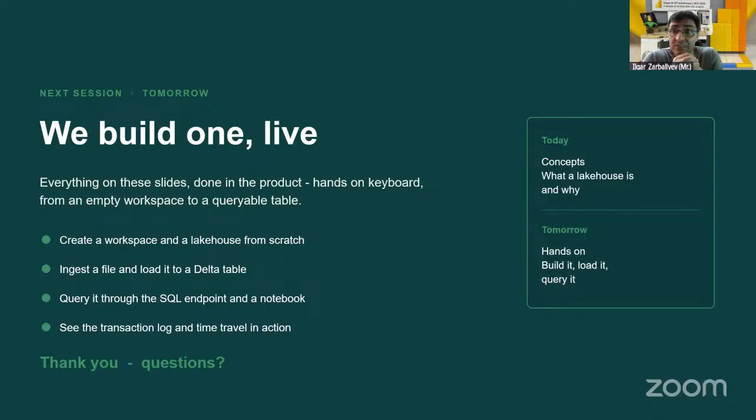Now you will have noticed that today has been mostly about understanding. I have shown you pieces of the product, but I have not asked you to build anything. That changes tomorrow. In our next session, I'm going to demonstrate how to create a lakehouse, hands-on keyboard, from an empty workspace all the way through a table you can query. We will create the workspace and lakehouse from scratch, and I will point out the settings that matter as we go past them, including the schema checkbox I made a fuss about.